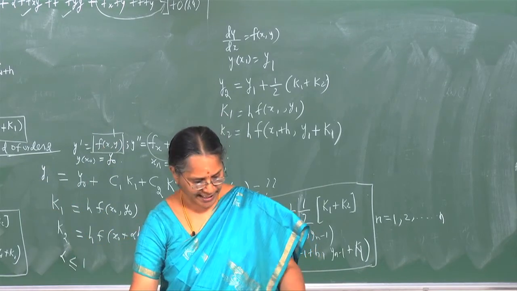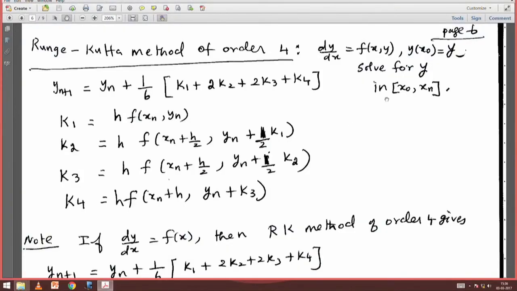So, we write down this method which solves this initial value problem, dy by dx is equal to f of x comma y, y of x naught equal to y naught. My method is going to be yn plus 1 is equal to yn plus 1 by 6 times k1 plus 2 k2 plus 2 k3 plus k4, where k1, k2, k3, k4 are function evaluations done at some intermediate points between xn and xn plus h.